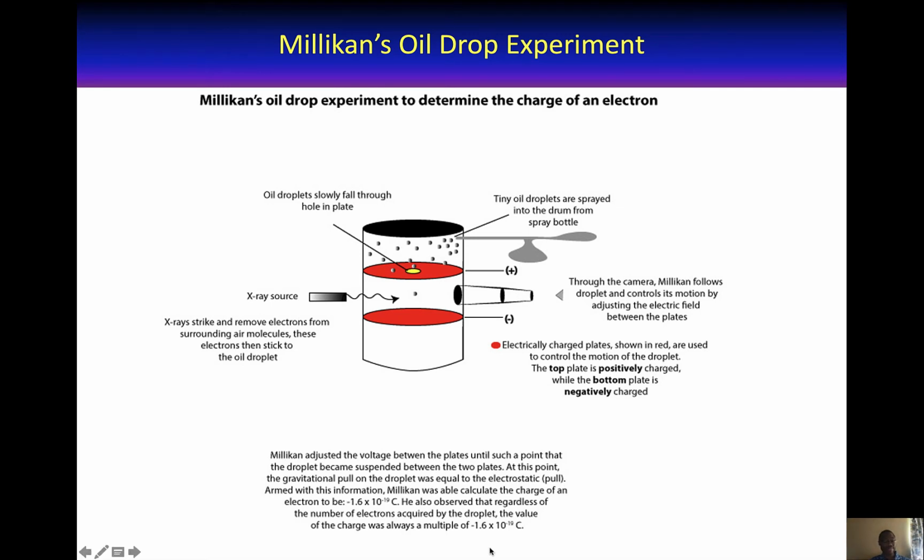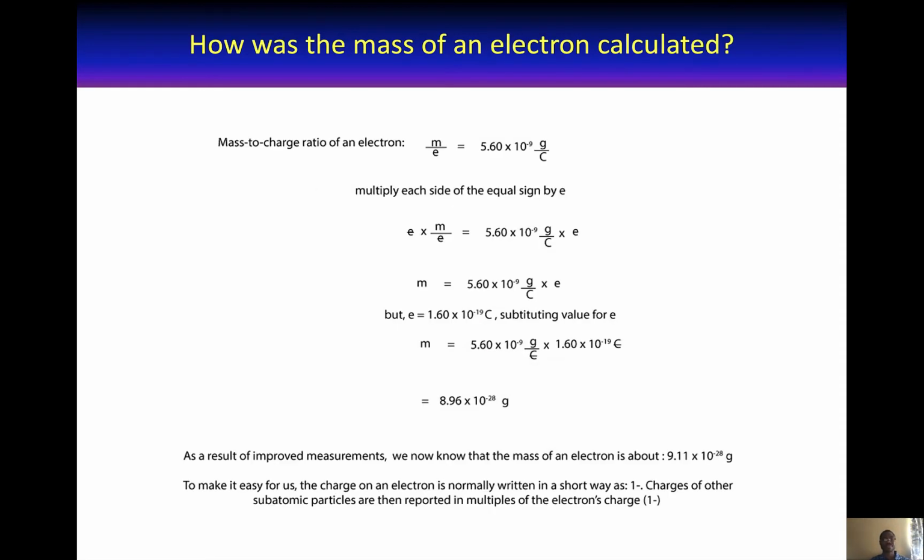He also observed that regardless of the number of electrons acquired by the droplet, the value of the charge was always a multiple of minus 1.6 times 10 to the power minus 19 coulombs.